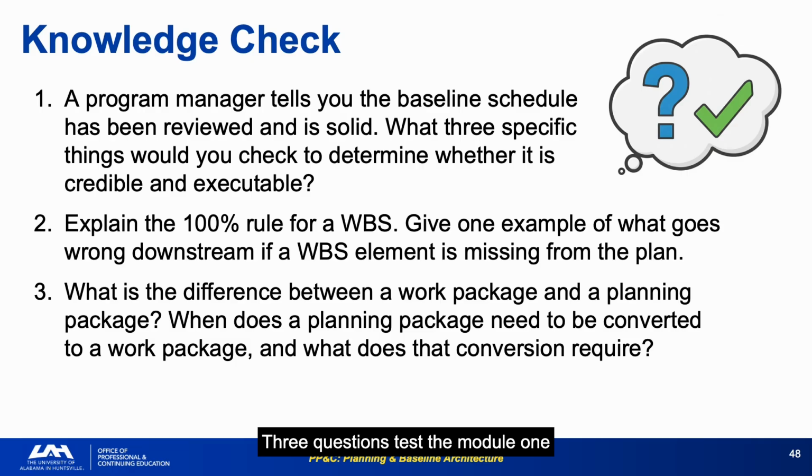3 questions test the Module 1 learning objectives: schedule baseline credibility, the WBS 100% rule, and the distinction between work packages and planning packages. Q1's answer connects schedule credibility to 8 specific validation criteria introduced in slide 55. They cannot be answered abstractly. Q2's downstream consequence example should trace scope gaps to missing cost accounts, unplanned activities, and EAC overruns. Q3's answer must include the timing trigger.